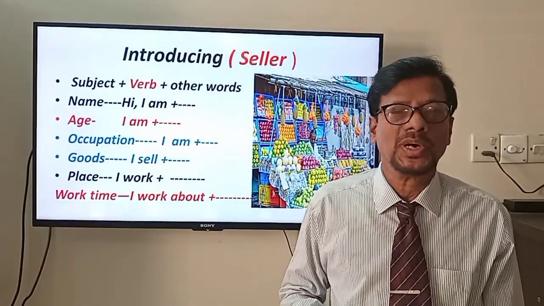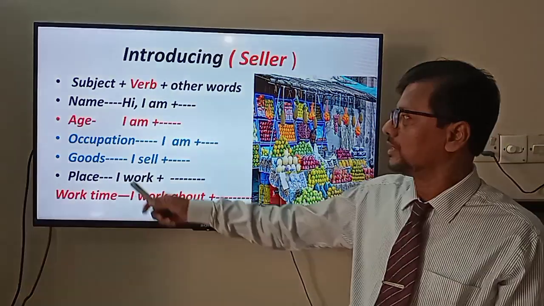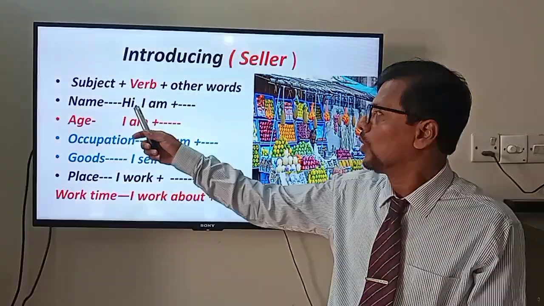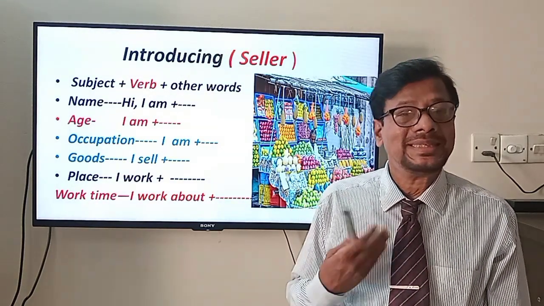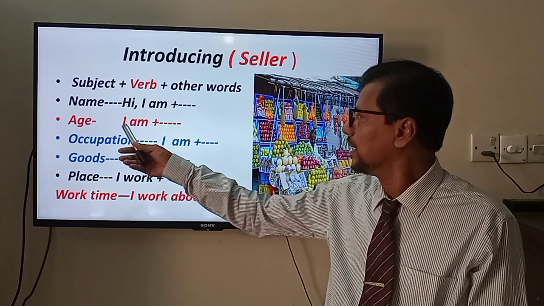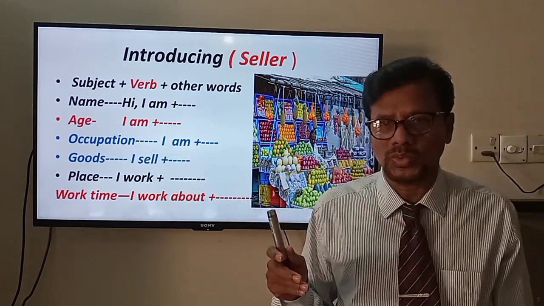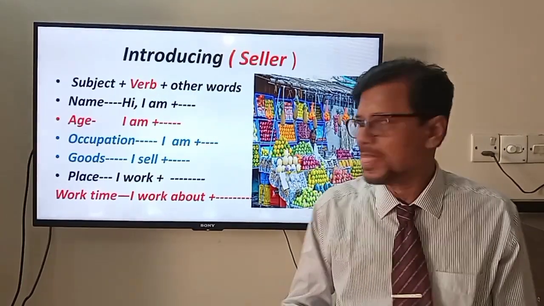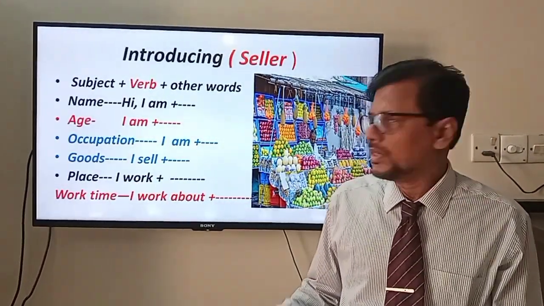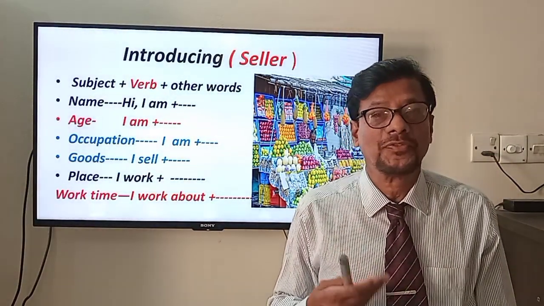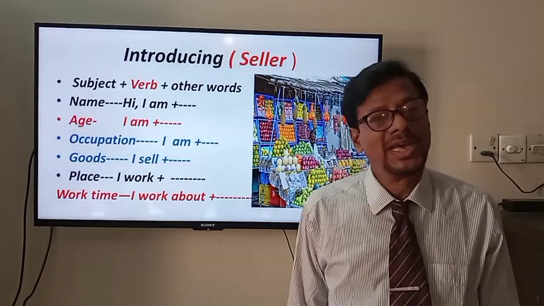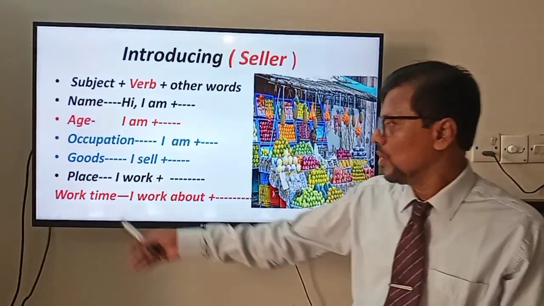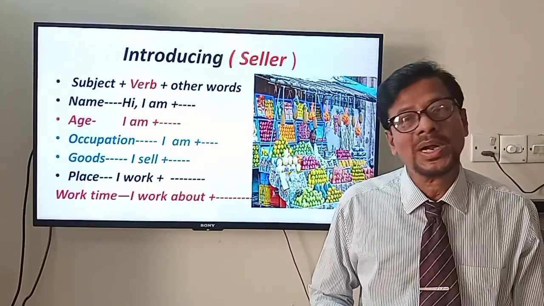Viewers, suppose you are a seller. You can start like this. First, your name. Hi, I am Abdul Jabbar, or this is Abdul Jabbar. Then comes age. I am 48 years old. Then occupation. I am a fruit seller. Goods. That is, I sell different types of fruits. Workplace. Where do you work? I work in my own shop. Work time, I work about 10 hours altogether.